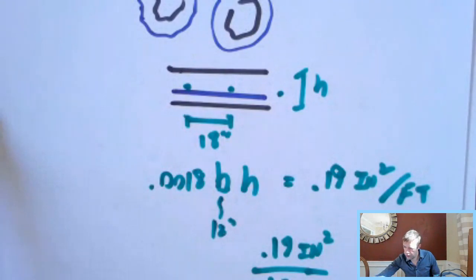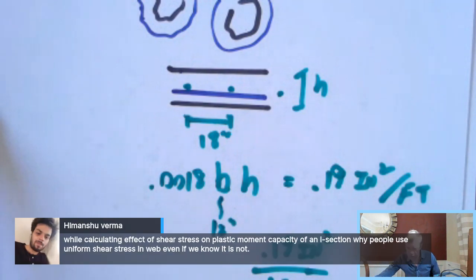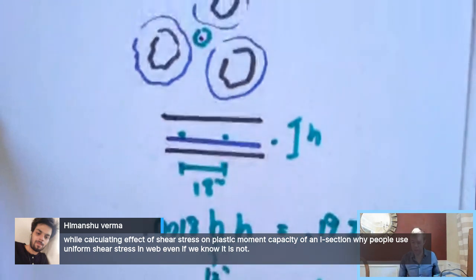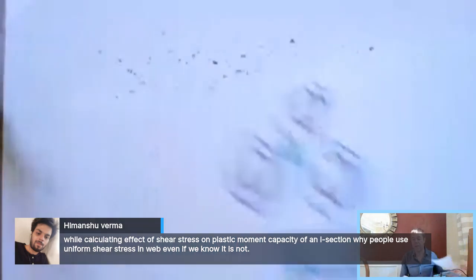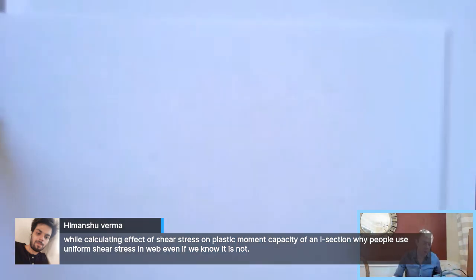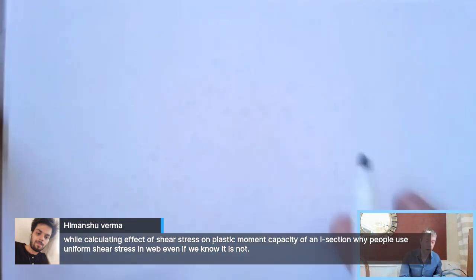Here's a good question. It's a question that drives me crazy. While calculating the effect of shear stress on the plastic moment capacity of an I section, why do people use uniform stress even if they know it's not? Okay, we'll answer this question really quickly.